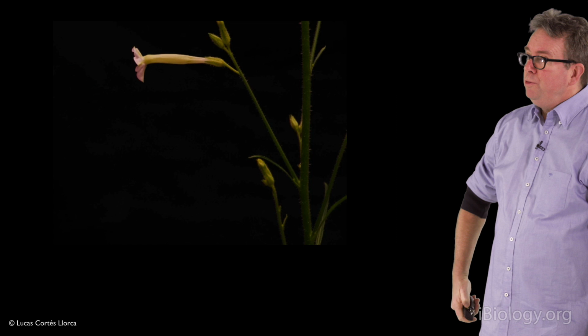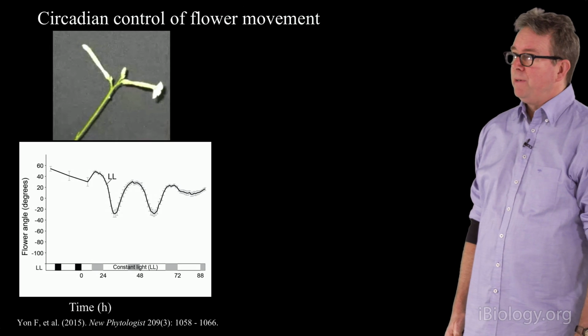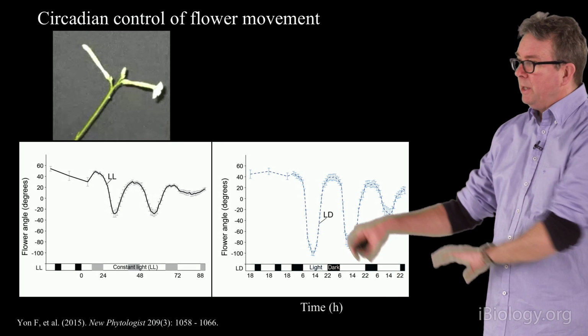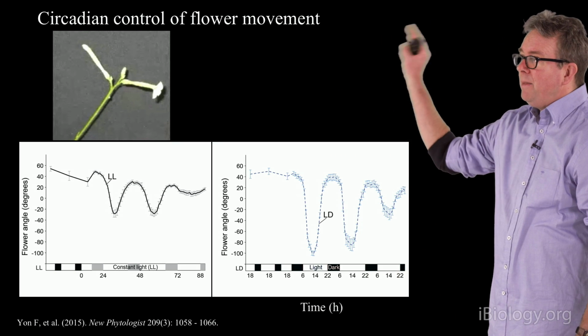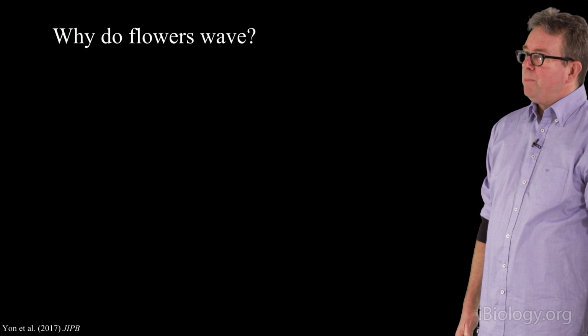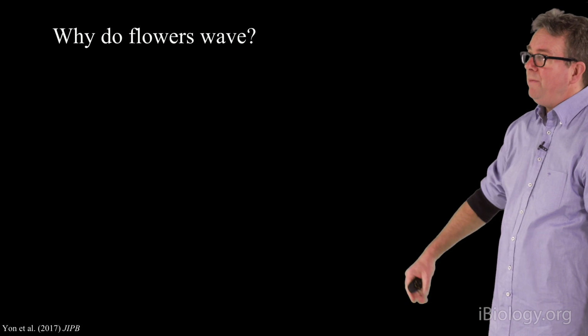And this movement turns out to be circadian. It happens on a daily basis for the 3 days that a flower is open. It turns out to be controlled by the plant's clock. There's a little clock in the pedicel of the flower that controls that movement behavior. I'm not going to talk about that now, but I do want to address the question about why these flowers wave, why they do this waving behavior.